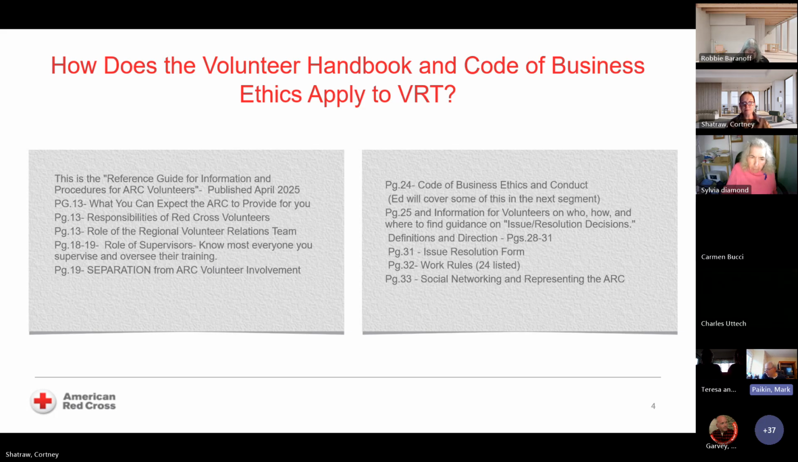Some of the more, I'll pick out three, for example. On page 19, it talks about separation from the American Red Cross. What's in the handbook is important. There's a paragraph that reads essentially that even after all the appeals process is exhausted, should an issue occur, and if it can't be settled, and if the volunteer is unhappy with the results, essentially the Red Cross still has the capability to, at that point, separate itself from the volunteer. And that's just the way it goes.